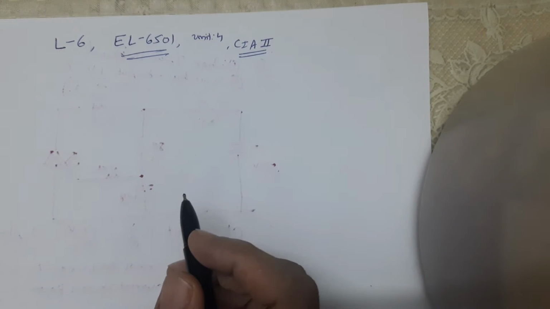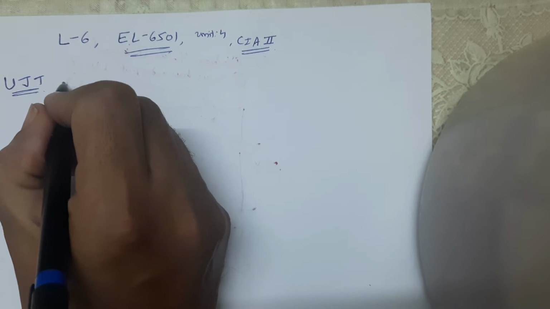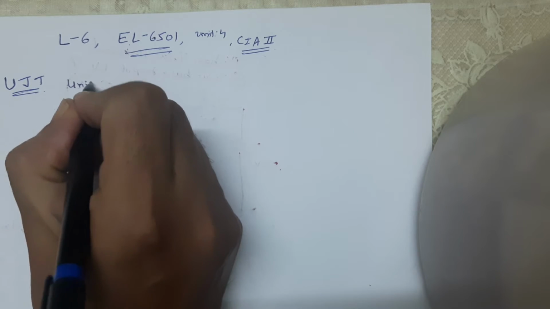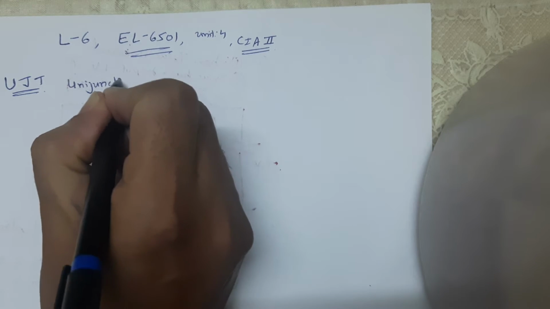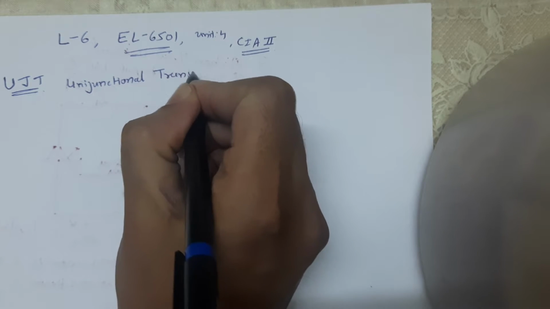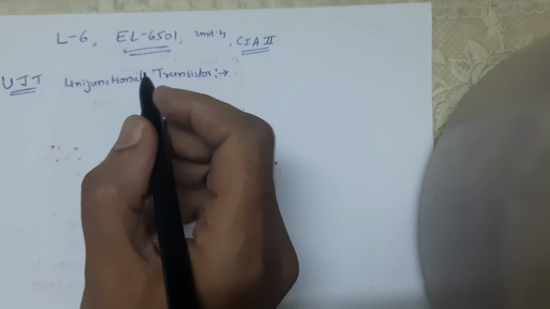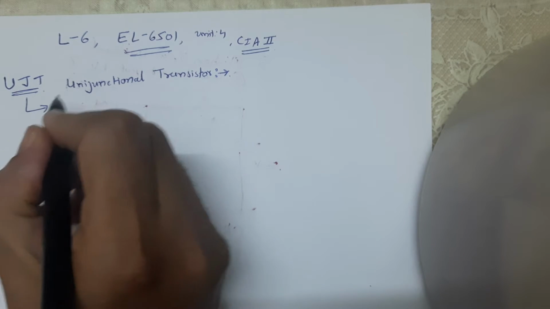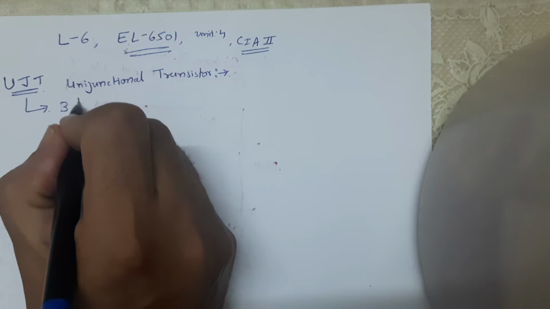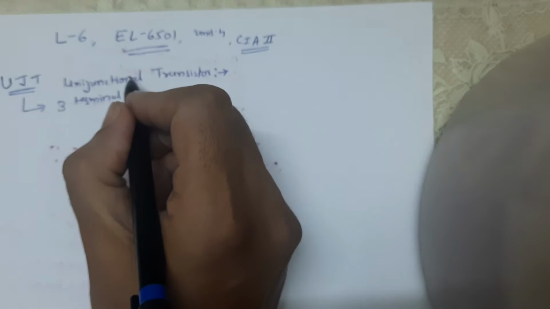At present, we study about the UJT. What is UJT? It is known as unijunction transistor. This is a 3-terminal semiconductor switching device.